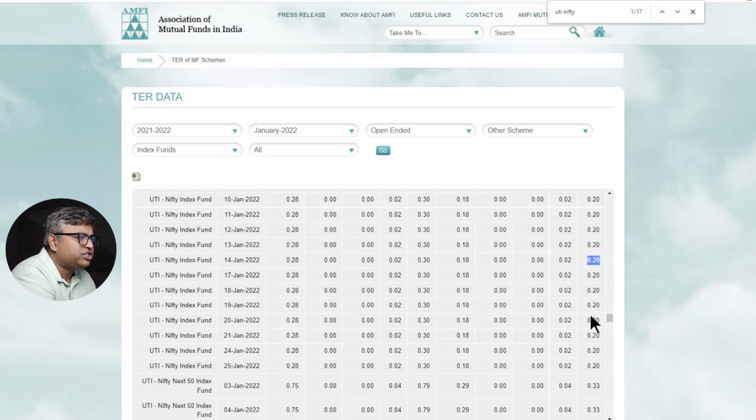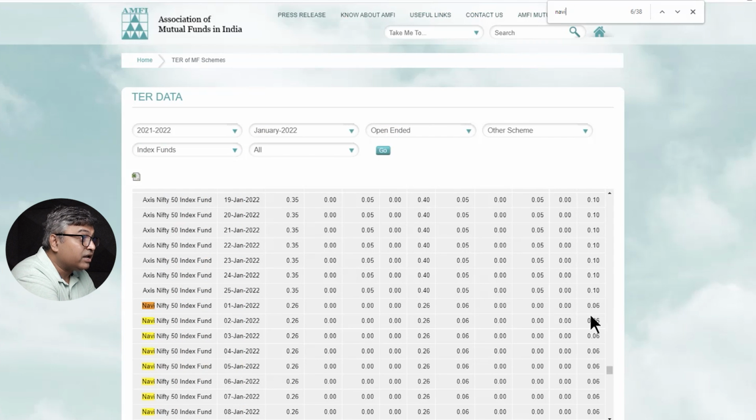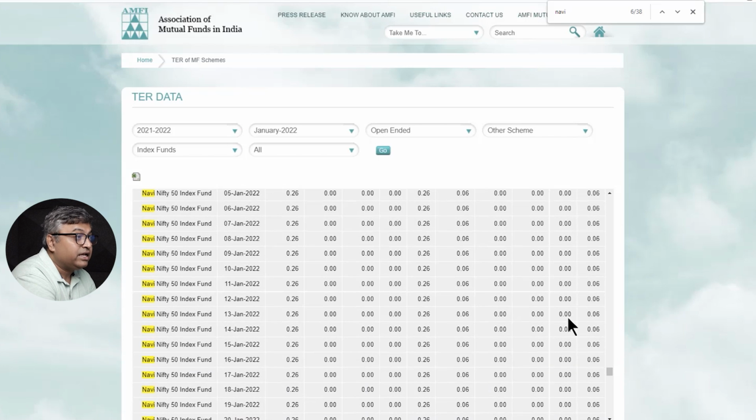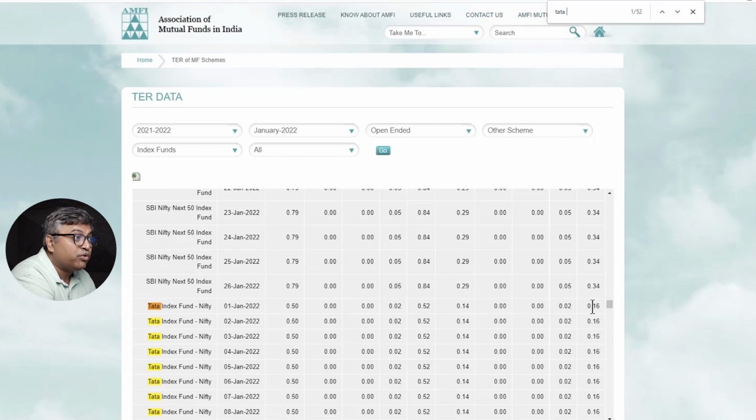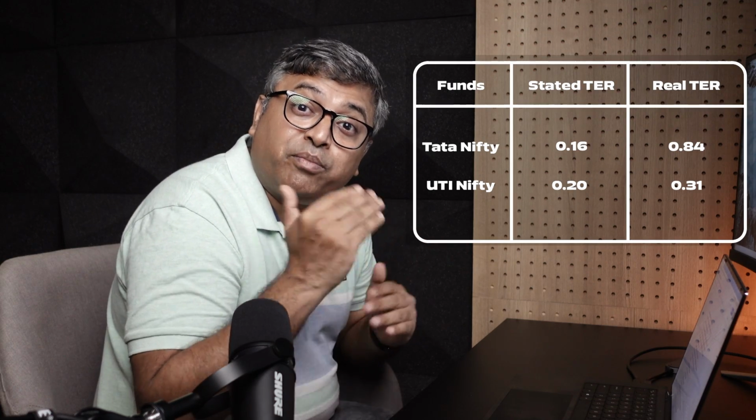Quite interesting. What's the cheapest? Well, there's a fund called Navi, which says its expense ratio is only 0.06%. Or if you look at, let us say, a fund called the Tata Index Fund, the Tata Index Fund Nifty says 0.16%. These sound very small. 6 basis points for Navi, 16 basis points. 1 basis point is 0.01%. So 1 paisa out of every 100. This is 16 paisa. And UTI is 20 paisa. So technically, Tata Index Fund should have performed better than the UTI Nifty fund.